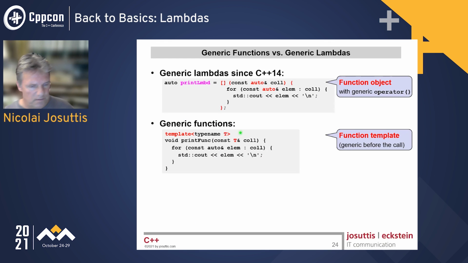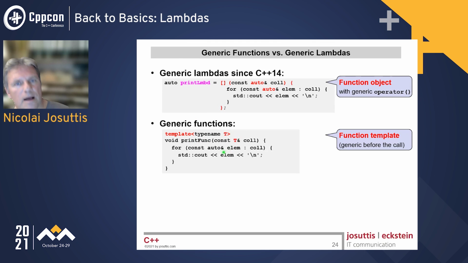So there's a difference you should notice. Look at this. This is a lambda, a generic lambda. Give me a collection, I iterate over the collection and print the elements. And this is a generic function.